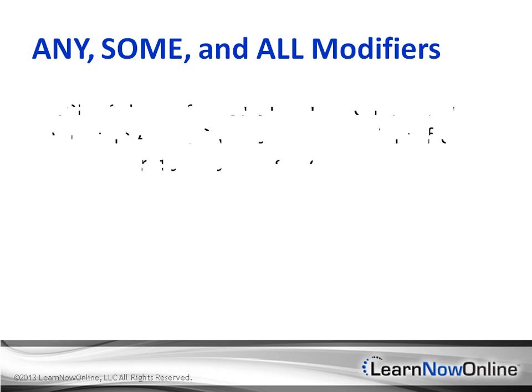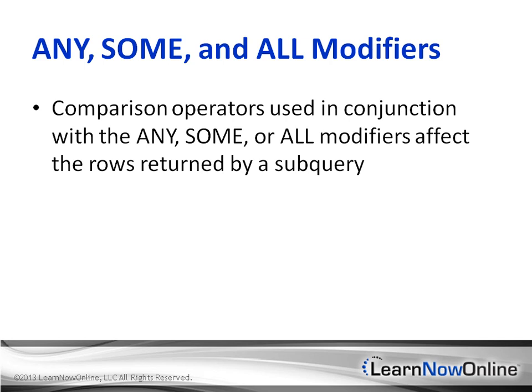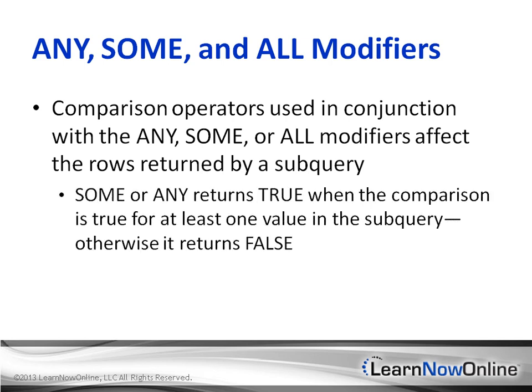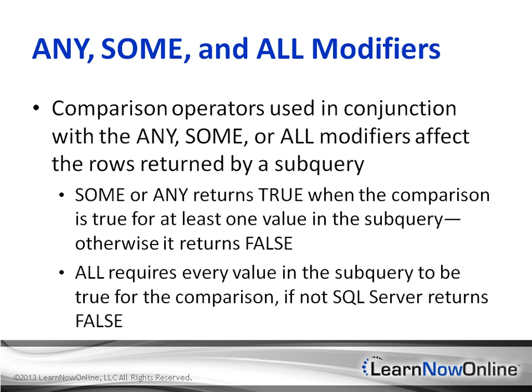Let's take a look at some of the modifiers available to us. Comparison operators used in conjunction with the any, some, or all modifiers affect the rows returned by a subquery. Some or any will return true when the comparison is true for at least one value in the subquery. Otherwise, it returns false. All requires that every value in the subquery be true for the comparison. And if not, SQL Server will return a false.